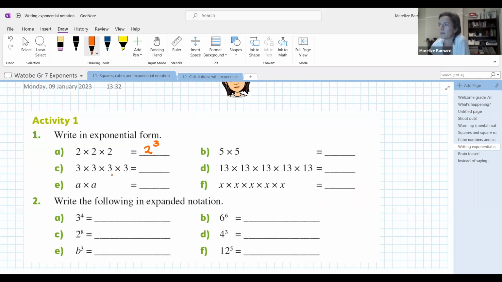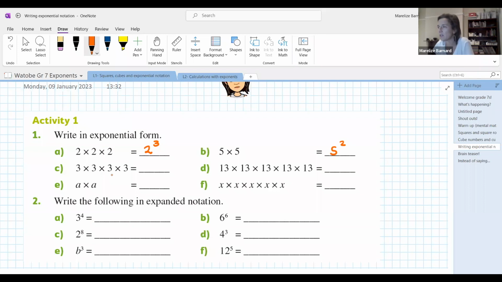Don't worry, I haven't forgotten about mental maths. It's coming. 5 times 5, that's 5 squared. So 3 times 3 times 3 times 3, if we have to write that in exponential form, it gets awfully long to write. I mean, what if it gets more and more and more, like the next ones?